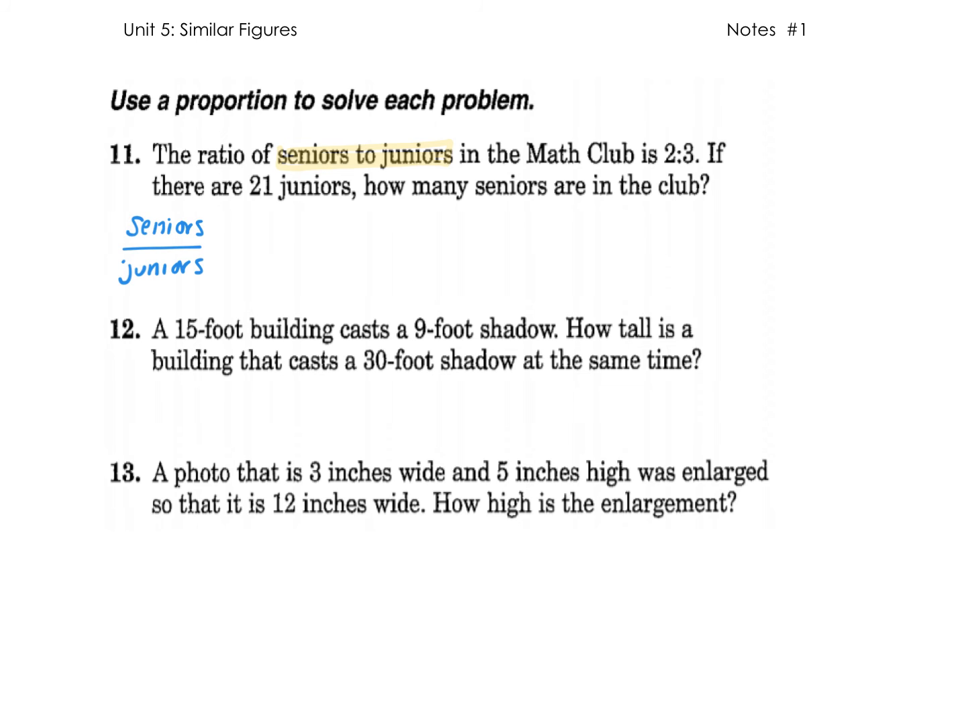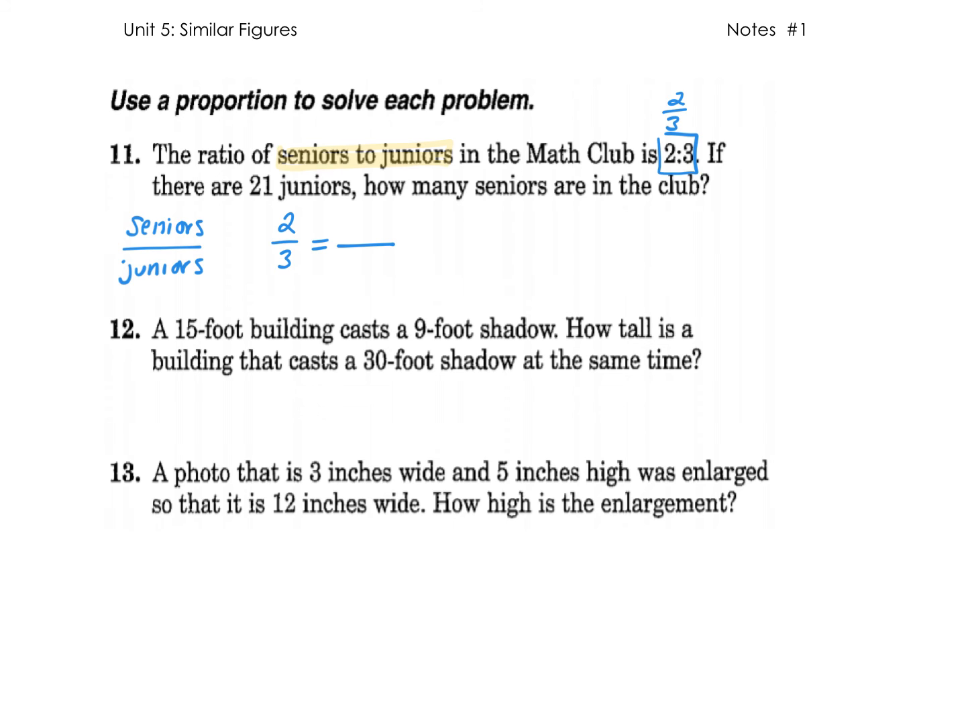All right, so the ratio of seniors to juniors is 2 to 3. That's given right here. Remember that ratios can be written a lot of different ways. Here it's written with a colon, but we can convert that to a fraction, because if we can convert it to a fraction, then we can start to set up a proportion. So we want to compare seniors to juniors.